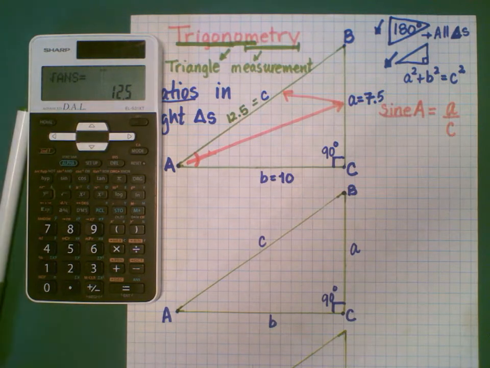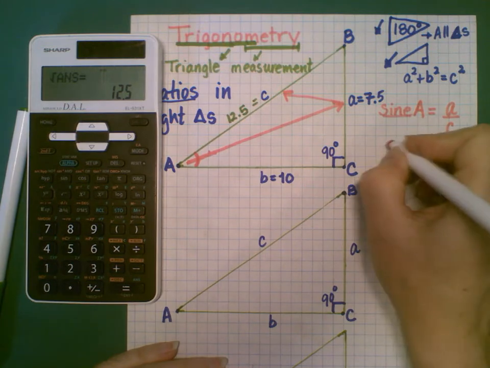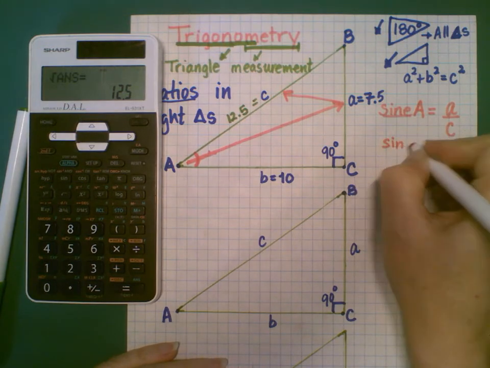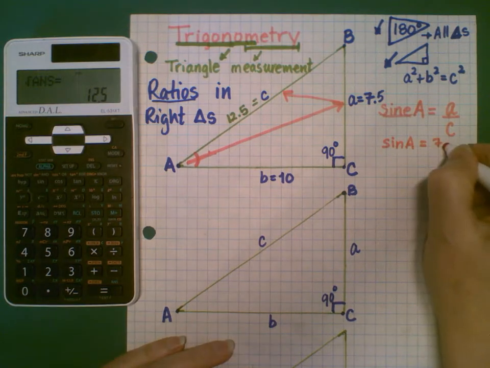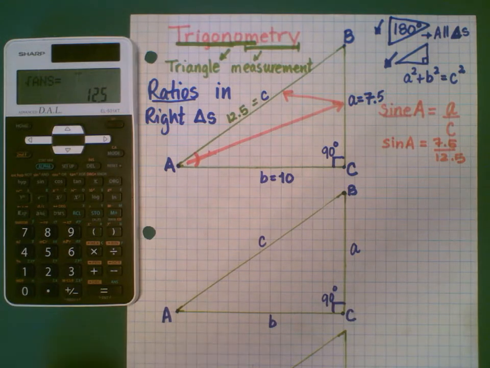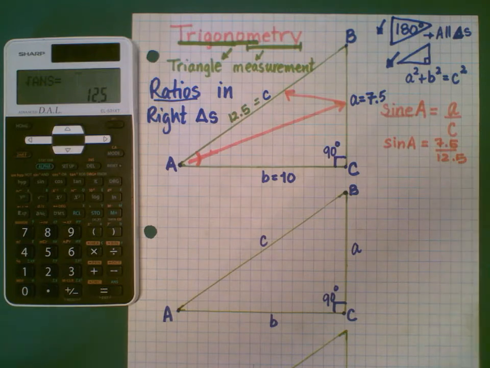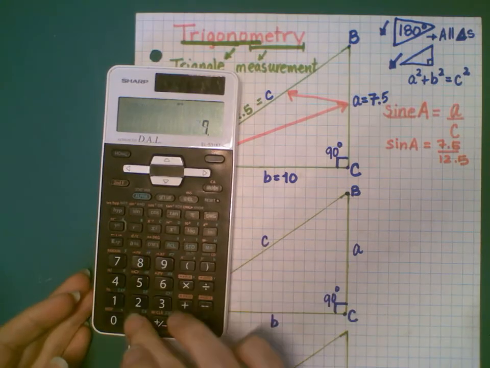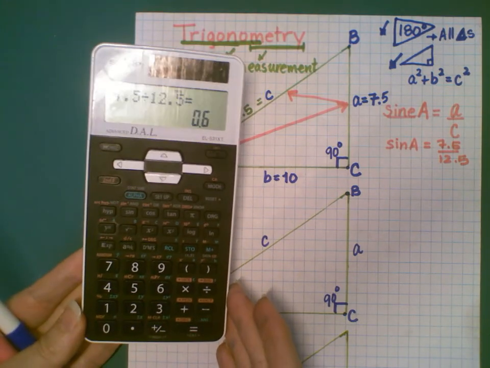Okay, so now that I know what C is, I can use this sine ratio to figure out the angle. So sine A is 7.5 over 12.5. And this ratio, or this fraction, is a decimal value. 0.6.